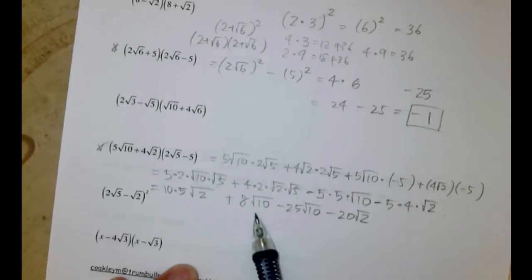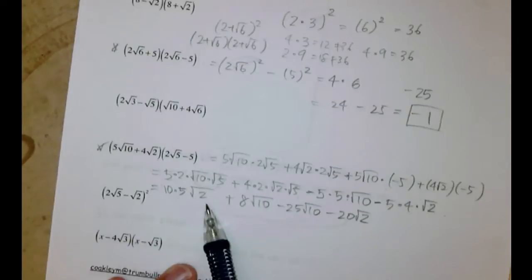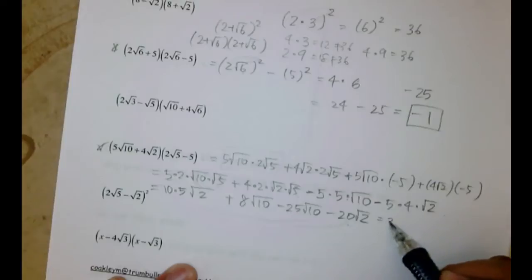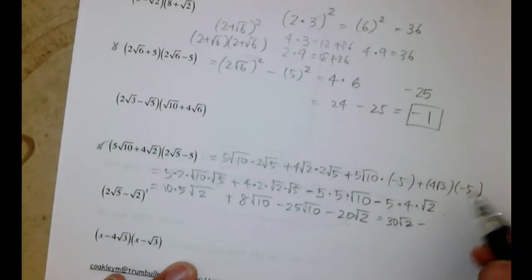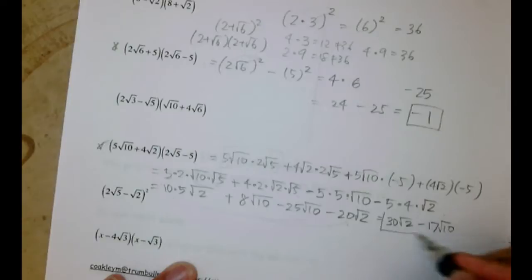Okay, so now you can combine these and these. So this is 50 root 2 minus 20 root 2. So that's 30 root 2. And this one is 8 root 10 minus 25 root 10. So that would be minus, what, 17 root 10. Okay. Did you get the same answers?